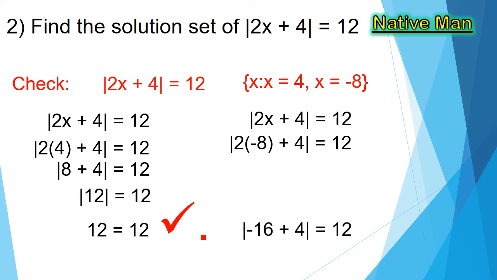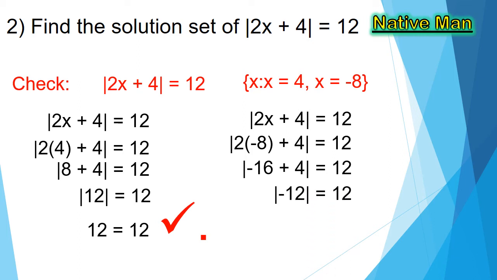Then, multiply 2 times negative 8 is negative 16 plus 4. So, negative 16 plus 4, that is negative 12. And what is the absolute value of negative 12? That is 12. Okay, 12 is equal to 12. That is correct. So, therefore, tama po yung solution set natin na 4 and negative 8.